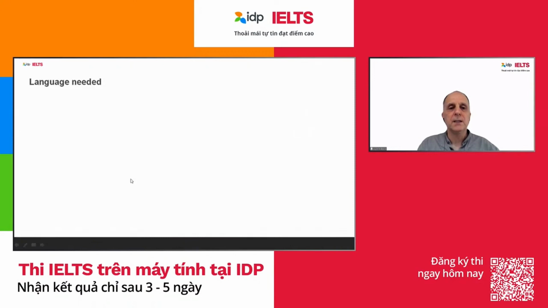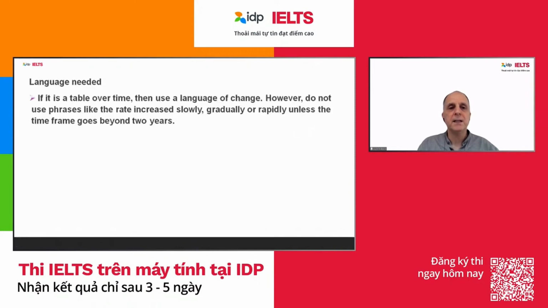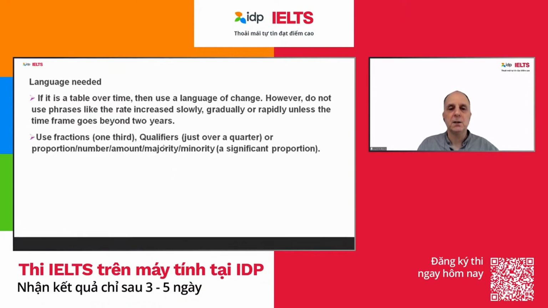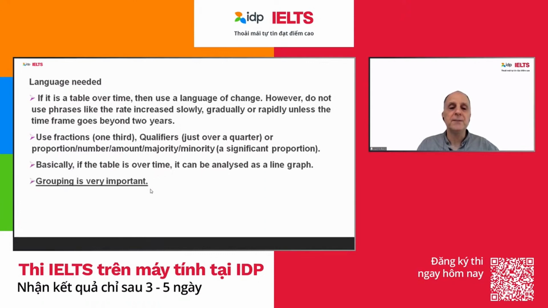Now, some of the language we need for this, remember, if it's a table over time, use the language of change. However, be careful about some of the phrases, like slowly, gradually, unless it goes beyond 2 years. Use fractions or qualifiers as well, approximations. Yeah, so a good variation of vocabulary there. If it is a table over time, it can be analyzed as a line graph. Okay. Once again, grouping is very important.